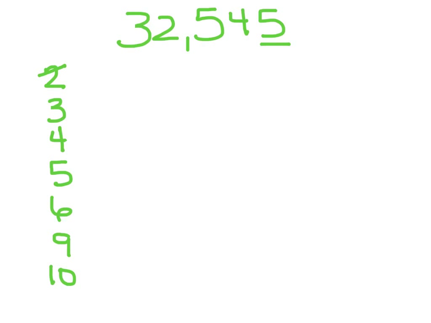To check for the number 3, you find the sum of the digits. So add these up. 3 plus 2 is 5. Plus 5 is 10. Plus 4 is 14. Plus 5 is 19. 19 is not divisible by 3. So this number is not divisible by 3. For the number 4, we check those last 2 digits, which create the number 45. 45 is not divisible by 4.